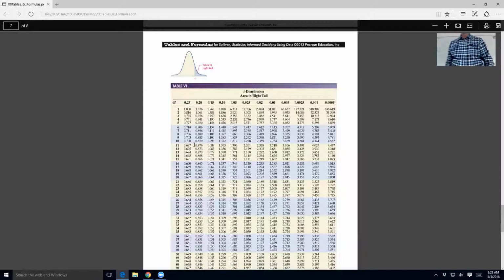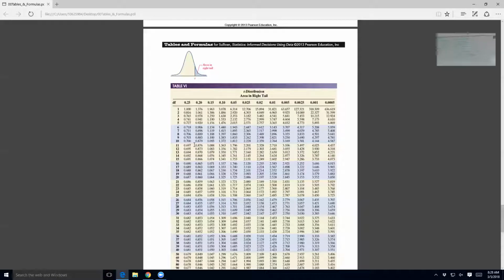With the t distribution, it gives you the area to the right. Okay, so let me ask you a question. I want you to find the critical value for a 95% confidence interval with 6 degrees of freedom.